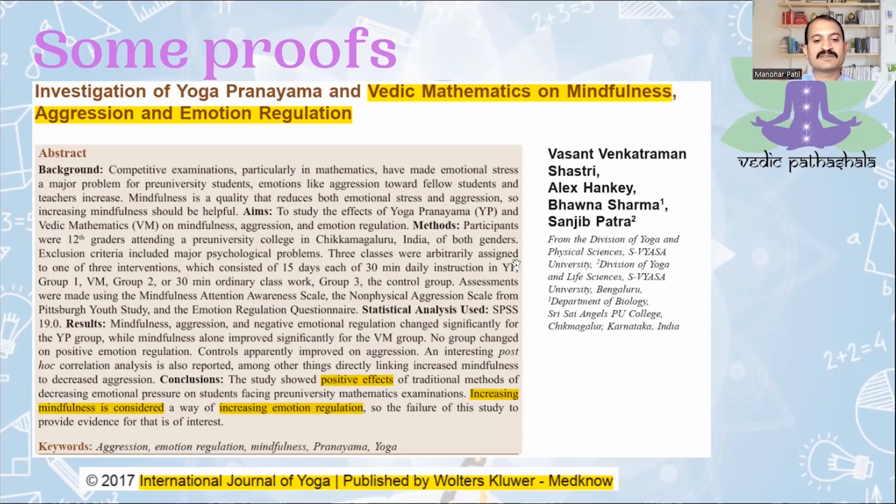This is one paper published in the International Journal of Yoga. International journal, not national. The title of the paper is Investigation of Yoga, Pranayama and Vedic Mathematics on Mindfulness, Aggression and Emotion Regulations. And you will see the result. There are positive effects: increasing mindfulness, increasing emotion regulation. Even though the name is Vedic maths, it impacts very powerfully on your brain, your emotions, your awareness. That's why it is very important to learn Vedic maths.